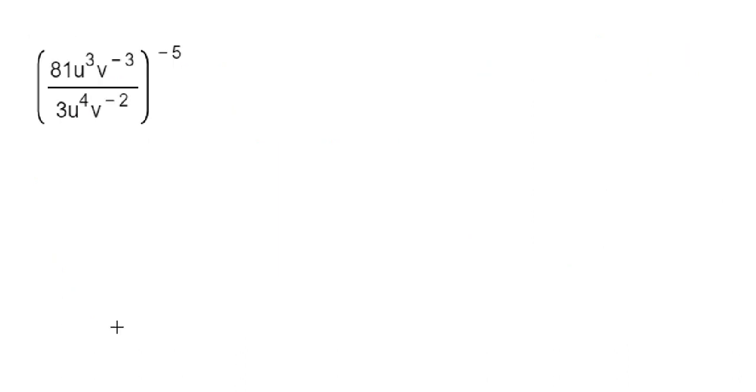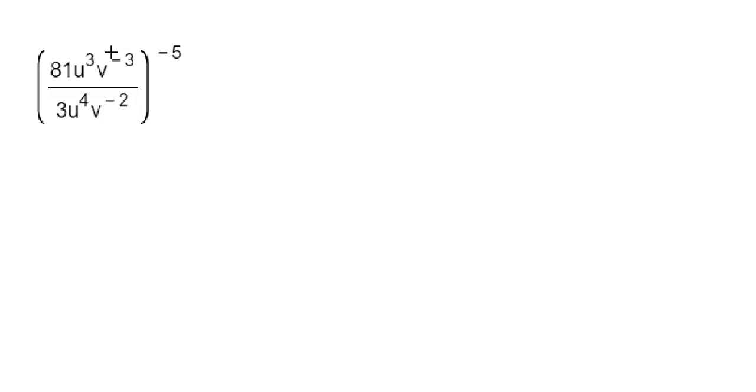All right, let's take a look at this example. We have 81 u to the 3rd power, v to the negative 3rd power, over 3 u to the 4th power, v to the negative 2nd power, and that whole fraction is being raised to the negative 5th power. So you might be tempted to do the same thing we did last time and distribute the power of negative 5 into the fraction to get started.